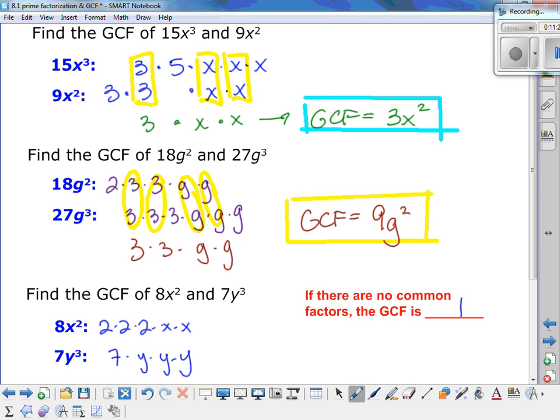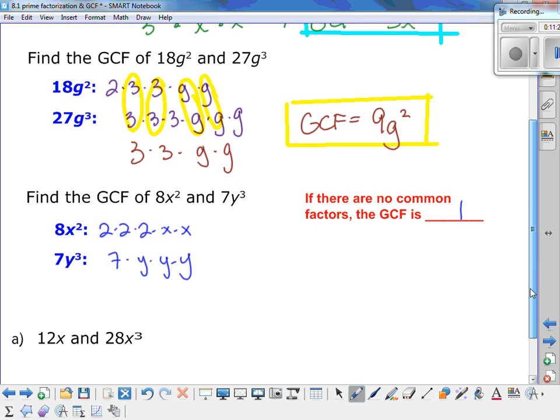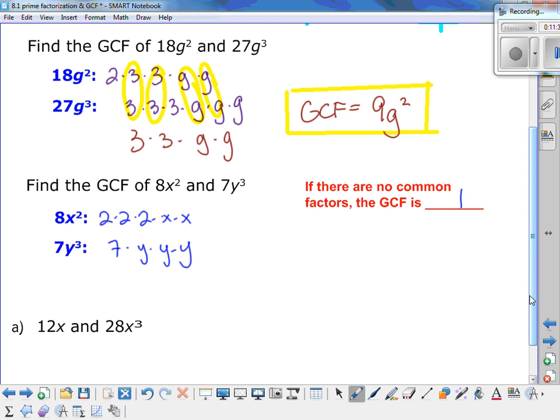Right. So I want you guys to try doing this one on your whiteboards. Give me the greatest common factor between 12x and 28x cubed. So what's the biggest number that goes into 12 and 28? And then what's the smallest exponent? Show me your answer on your whiteboards.